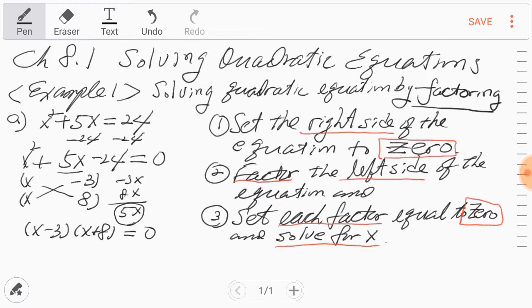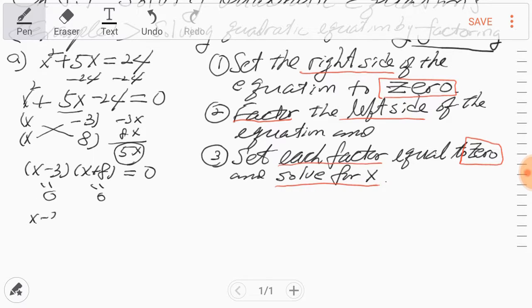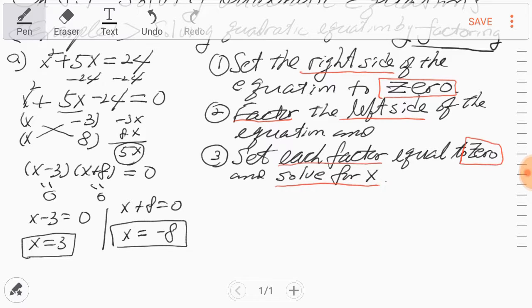And then the third step is to set each factor equal to 0. There are two factors, and then we solve for x for each factor. From the first factor, x minus 3 equals 0, then x equals 3. From the second factor, x plus 8 is equal to 0, so subtracting 8 from both sides, x equals negative 8. So the solutions are 3 and negative 8.